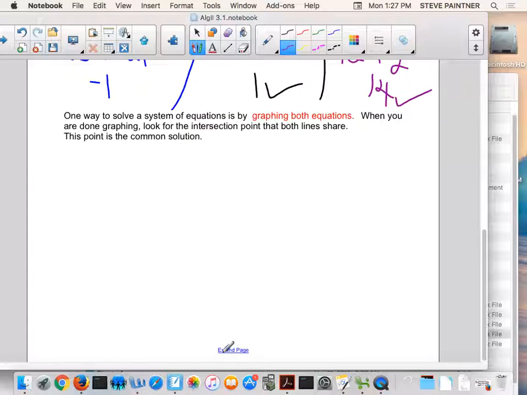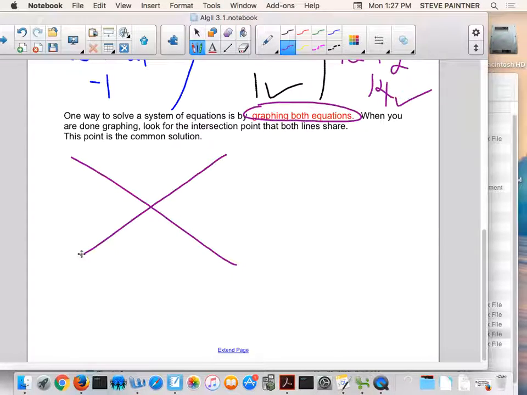All right, so what's this last little sentence say? One way to solve a system of equations is by graphing. You can graph both equations. Right here, graph both equations. When you are done graphing, look for the intersection point that both lines share. This point is known as the common solution. So you might get this look right here.